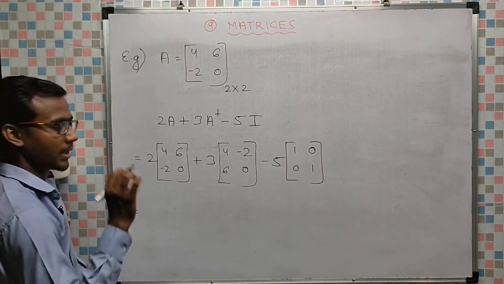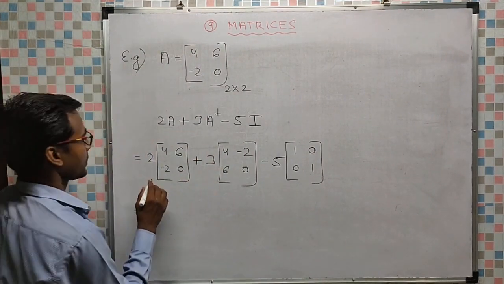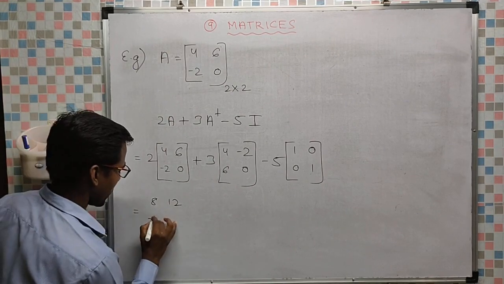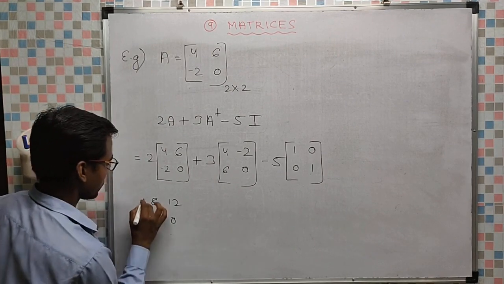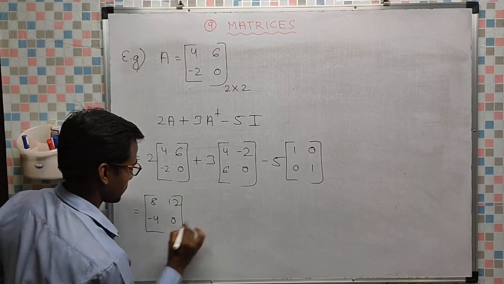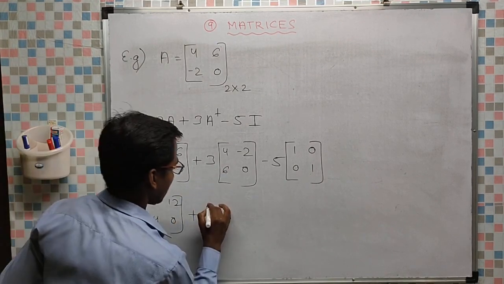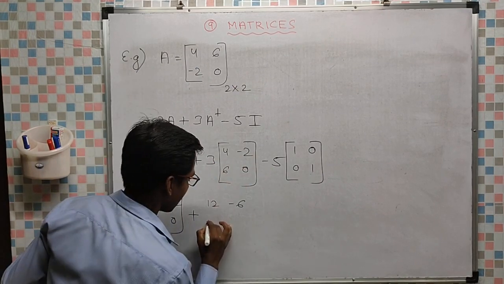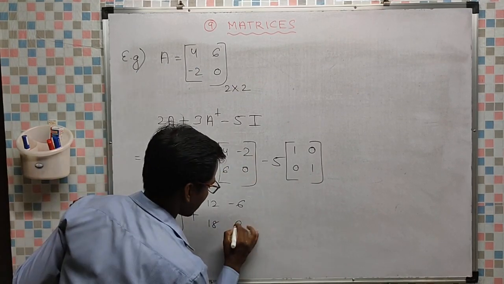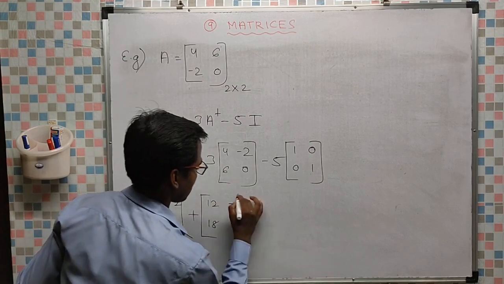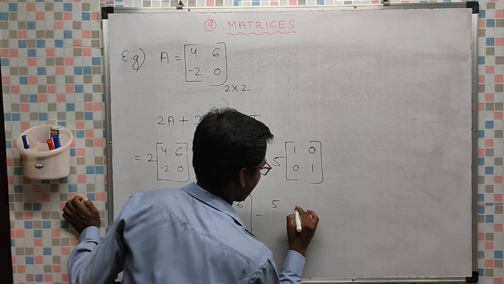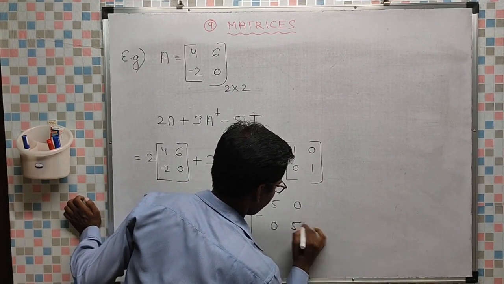So first scalar multiplication. Okay, so 2 into 4 is 8, 12. 2 into minus 2 minus 4. 2 0 are 0. Plus 3 4 are 12. 3 into minus 2 gives you minus 6. 3 into 6 is 18. 3 zeros are 0. Minus, multiply 5, 5, 0, 0, 5.